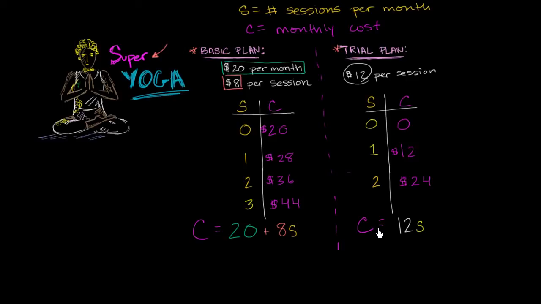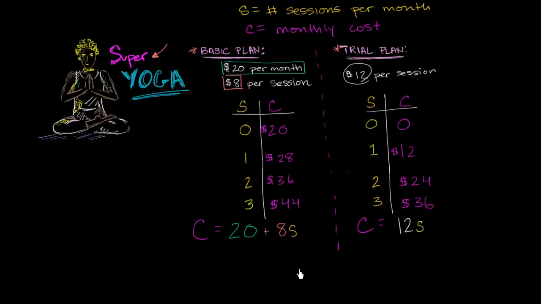Now let's do the same thing under the trial plan. How much is it going to cost us to attend 3 sessions? Well, this is more straightforward, or slightly more straightforward. Our total cost is going to be equal to 12 times the number of sessions. The number of sessions in this circumstance is 3 sessions. So it's going to be 12 times 3. So our total cost is going to be equal to $36. So let me write that down. So it's going to be equal to $36.